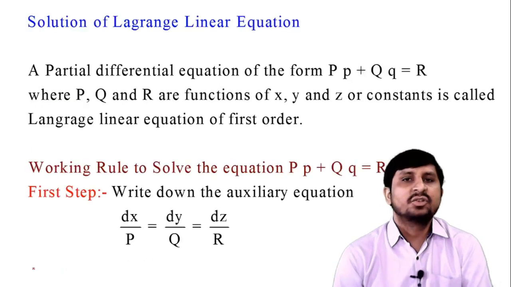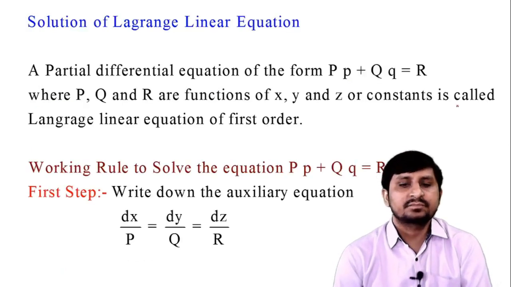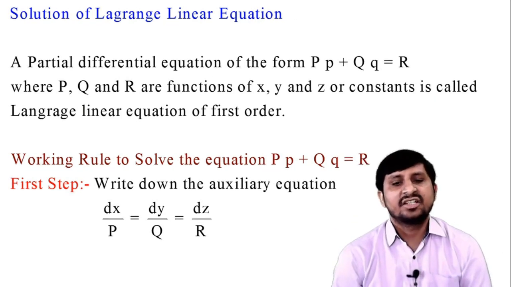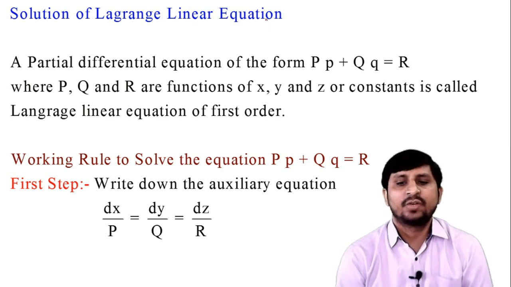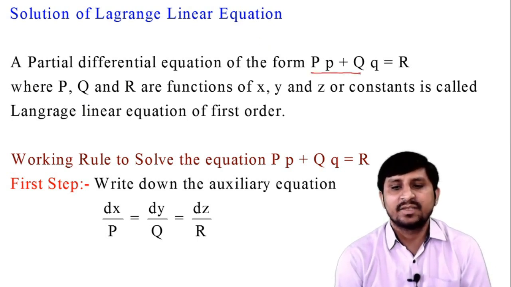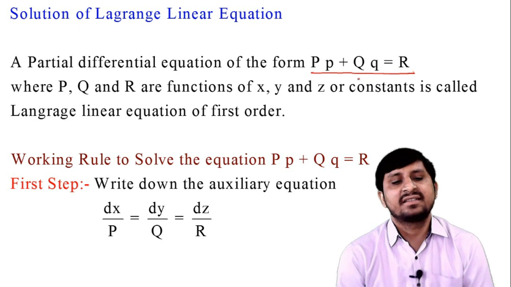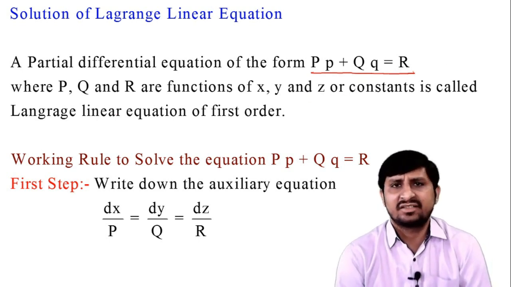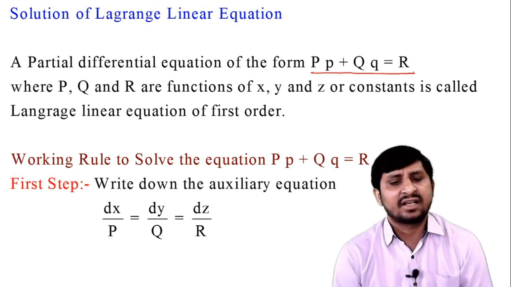So here you can see the solution of Lagrange linear equation. A partial differential equation of the form capital P into small p plus capital Q into small q equal to R, where capital P, Q, R are functions of x, y, z, or sometimes constants also, is called Lagrange linear equation.